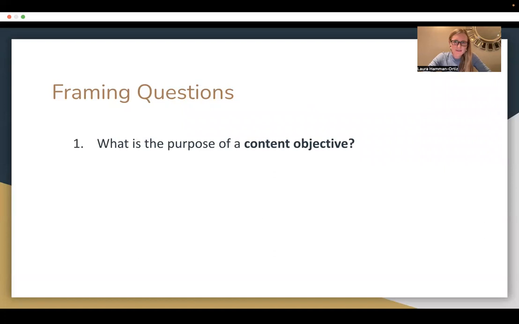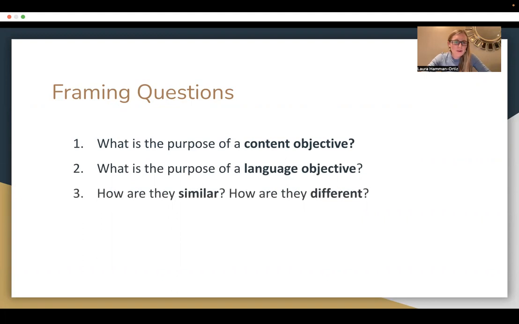The first question that I want you to think about is, what is the purpose of a content objective? Why would a teacher write a content objective to inform instruction? What is the purpose of a language objective? And how are these two ideas similar, and how are they different?